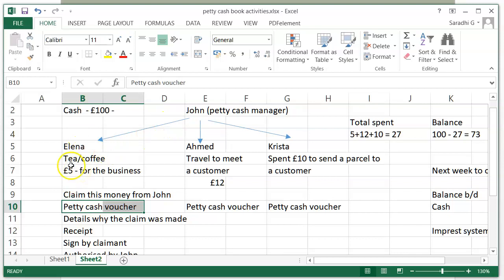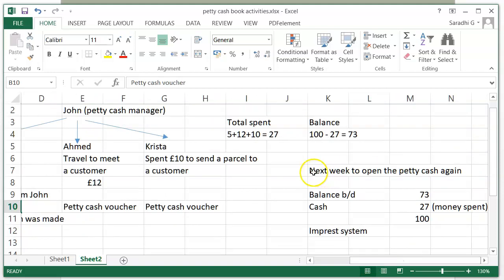So here we are assuming 3 employees have claimed 3 different amounts for various reasons. So the total amount of money spent is 27 pounds. In the beginning you started with 100 pounds. So 100 minus 27, you still have 73 pounds left over in your petty cash book. At the end of the week, you close the petty cash book and open it again in the next week. So next week, to open the petty cash book, you already have a balance of 73, which came from the previous week.